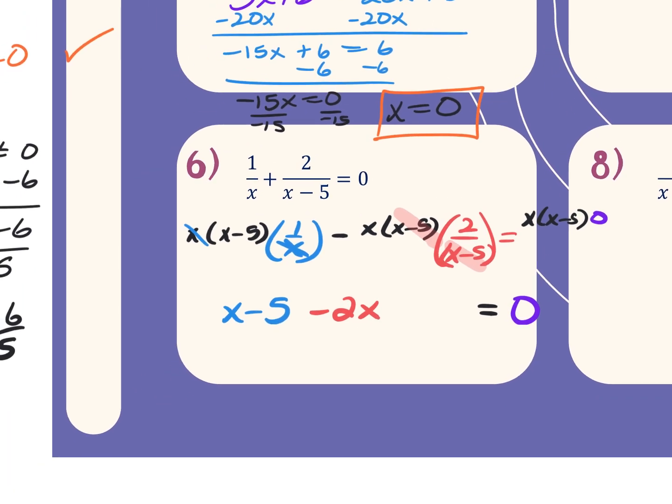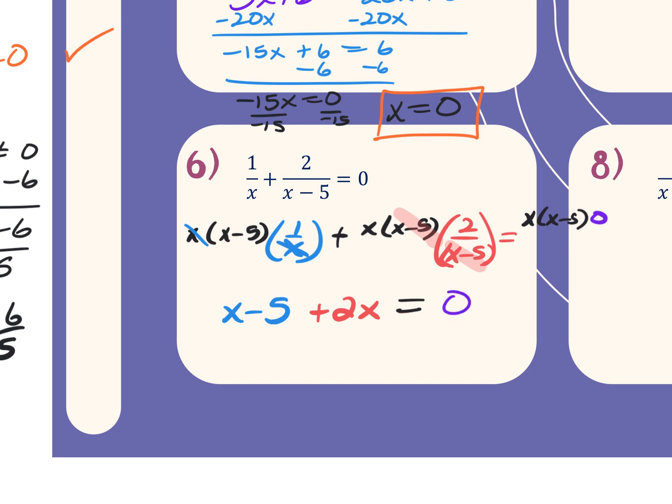Should be a plus sign. That's a plus sign. So this is a plus. So positive x times positive 2 is 2x. And then it equals the 0. Let me go ahead and move that over. It's a little bit far away. So 0 times the x times the x minus 5 is just 0.